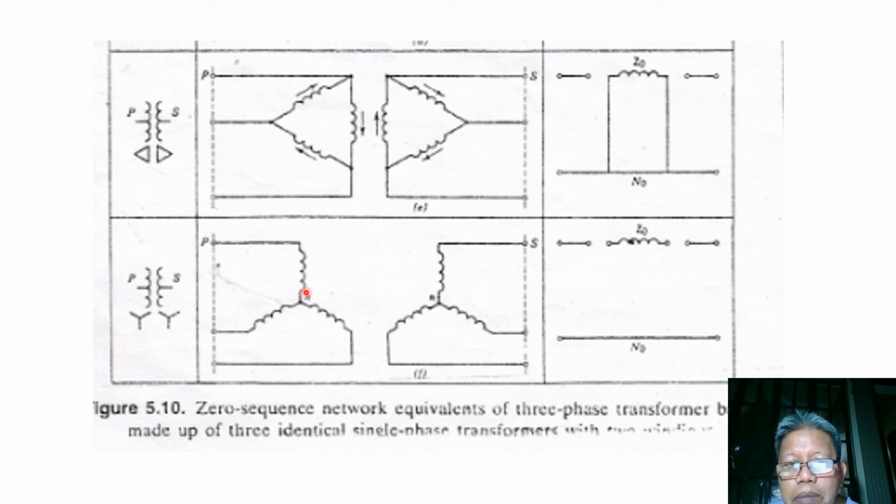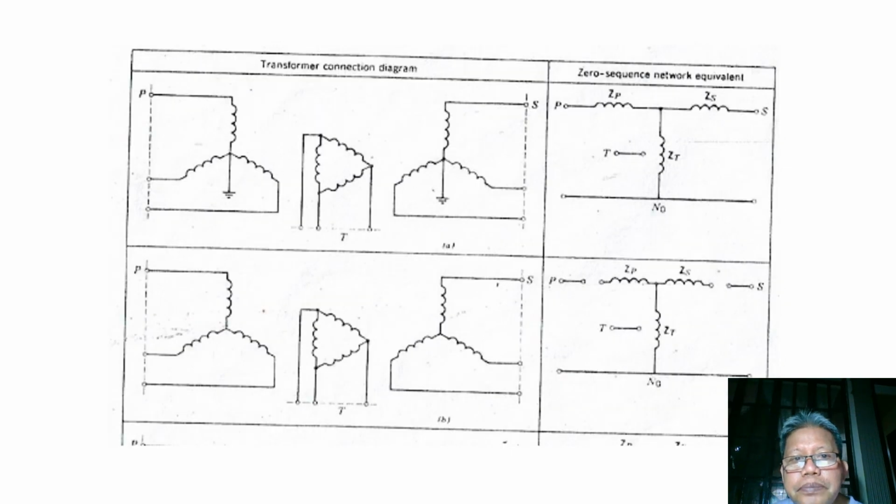Okay, next is we have the YY connection ungrounded. So again, at the primary, zero sequence current cannot flow, so it's open here. And for the secondary also, this zero sequence current cannot flow, so it is open here. And in the middle, we have the impedance of the transformer Z sub O. So we have this equivalent zero sequence network for this type of transformer connection.